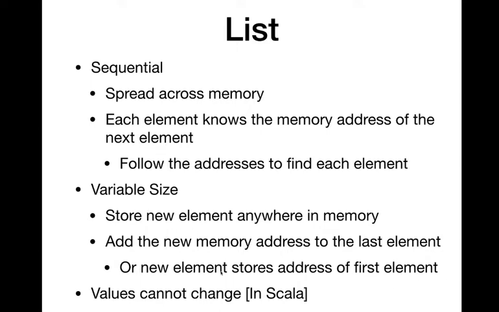This has some advantages and some disadvantages compared to an array. The one big advantage is that a linked list can grow and shrink in size. Since the memory is not continuous, I can just ask my operating system for another chunk of memory anywhere in memory, and then just point to that new memory from my existing list.